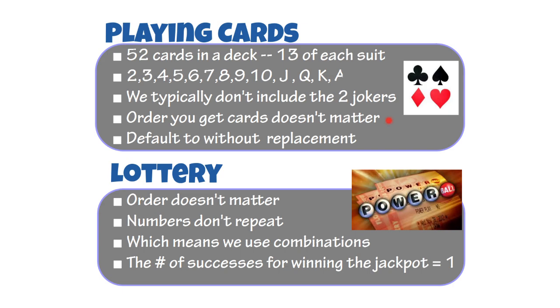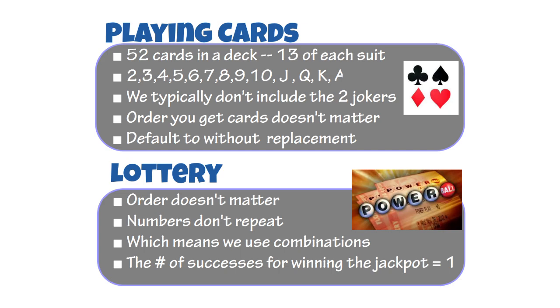The order that you get cards does not matter. We mentioned that a little bit yesterday, because as soon as you are dealt cards, you typically are rearranging them in your hand anyway. And when we're pulling multiple cards, we will typically default to without replacement. In other words, if you're dealt a card, you hang on to that. It's not like they take it and put it back in the deck before they deal another card. That's called without replacement. If you ever see the term with replacement, it means they'll give you a card, take it back before they deal another card.